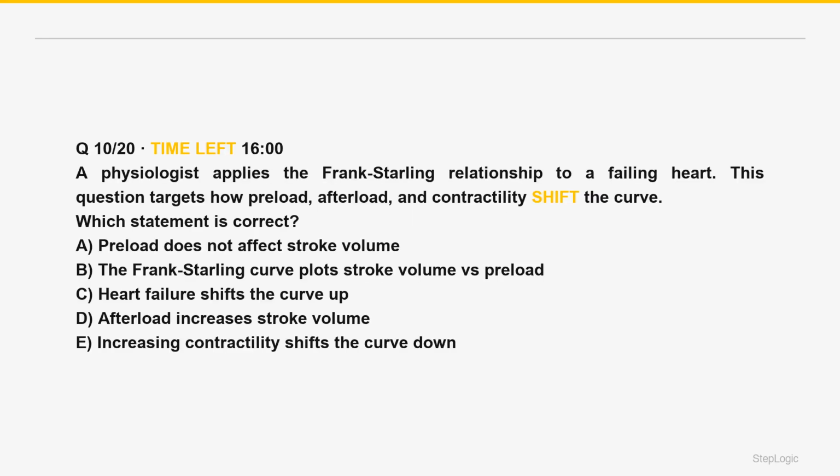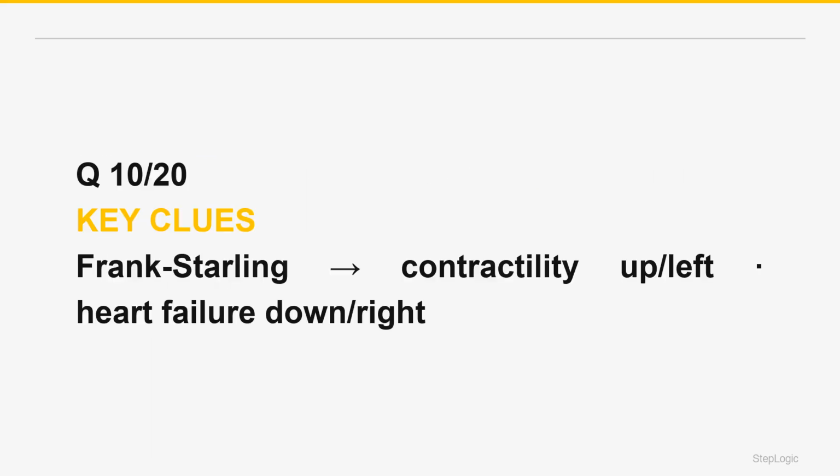Which statement is correct? A physiologist applies the Frank-Starling relationship to a failing heart. This question targets how preload, afterload, and contractility shift the curve. Read the command. Which Frank-Starling statement is correct? Stroke volume versus preload: increased contractility shifts up and left, heart failure shifts down and right, increased afterload lowers stroke volume.